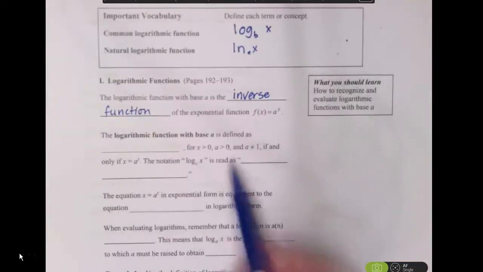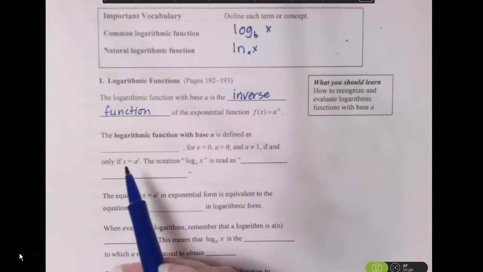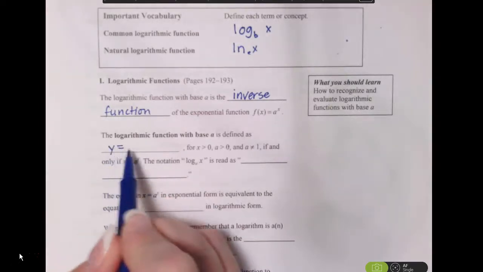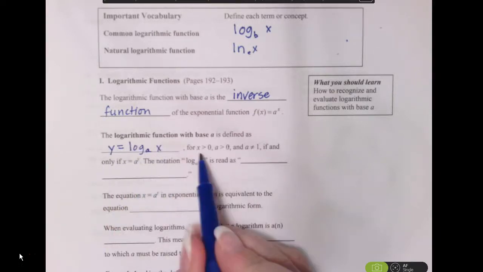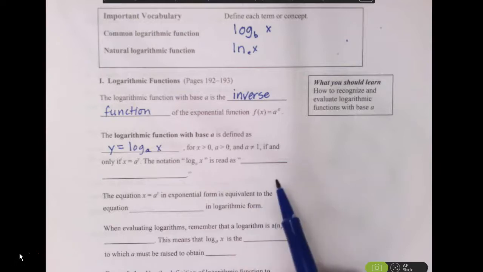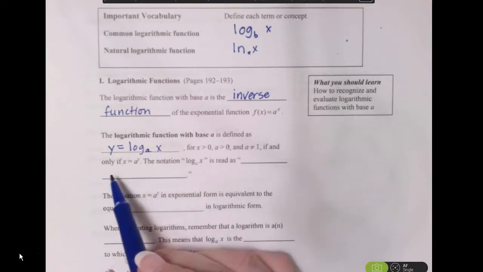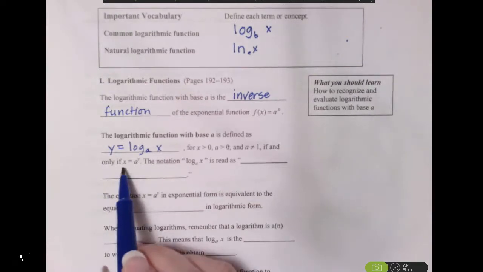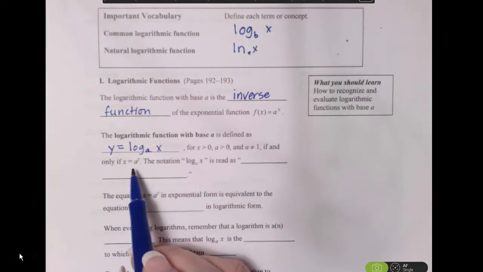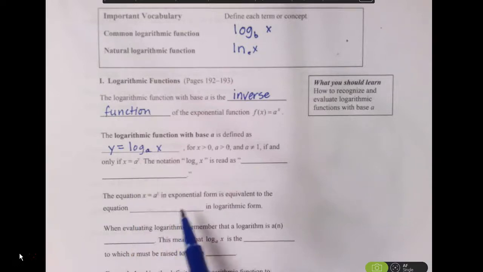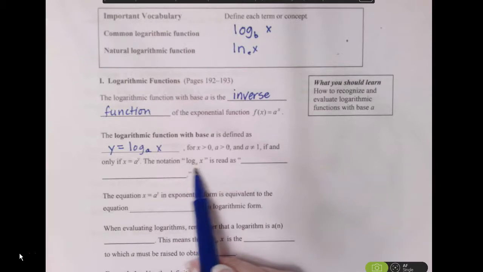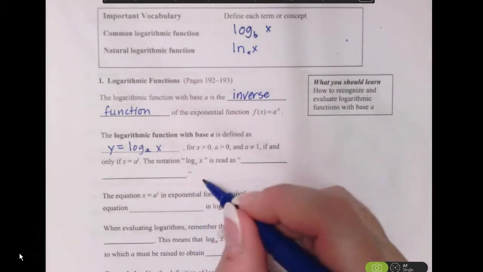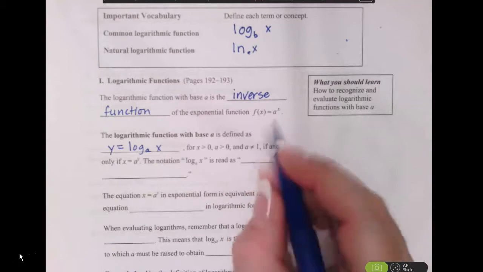So the logarithmic function with base a is defined as log base a of x, for x greater than 0, a greater than 0, a does not equal 1, if and only if x equals a to the y. So just as you're going along, if you see the notation written like this, you would say log base a of x.